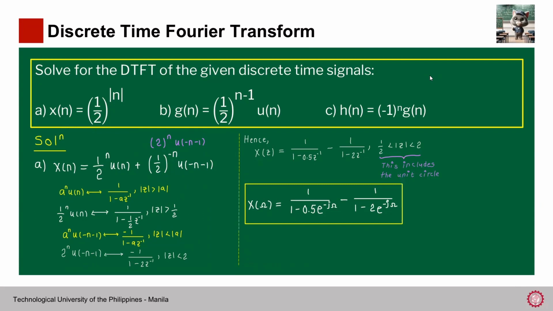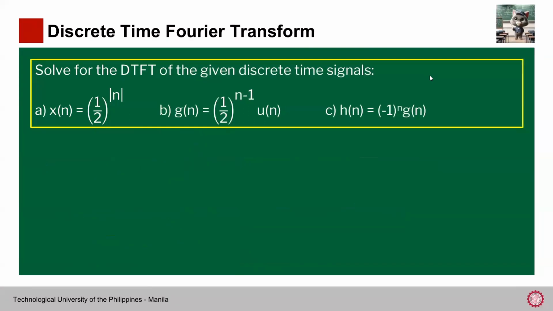Okay, so I think we can start part B. Let's insert a new slide for part B. For part B, this is more on property-based questions. Very much the same, we have our g of n. We can simply write this as 2 times the quantity 1 half raised to n, u of n. Where did the 2 come from? 1 half raised to n minus 1, so 1 half raised to negative 1 is equal to 2. We just rewrote it properly.